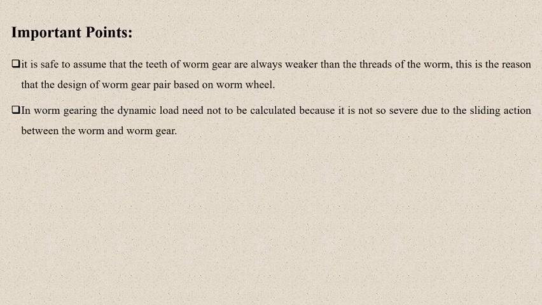Some important points as far as the design of worm gear pair is concerned. It is safe to assume that the teeth of worm gear are always weaker than the threads of the worm. This is the reason that design of worm gear pair is based on worm wheel. According to the first point, whenever we design the worm gear pair, the weaker component will be the worm gear or worm wheel. Therefore, the design will be based on worm wheel always.